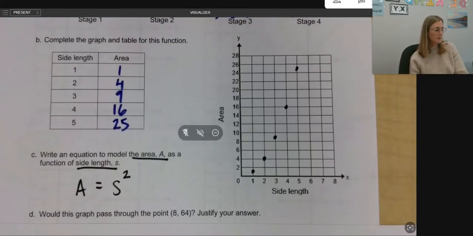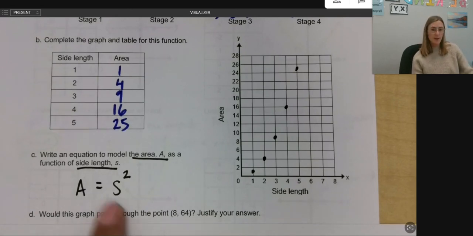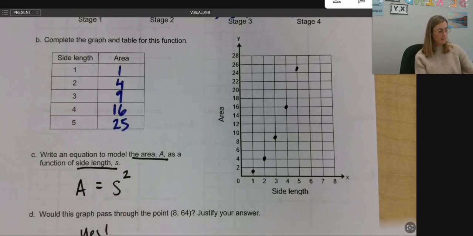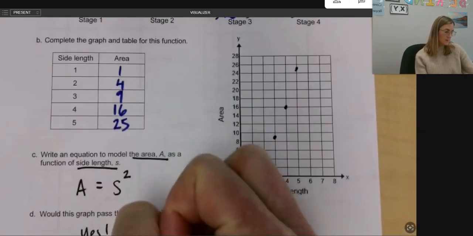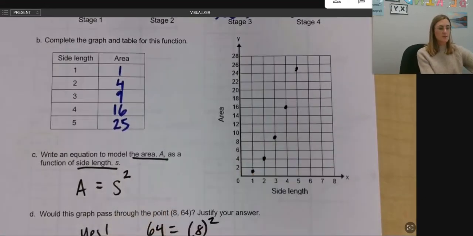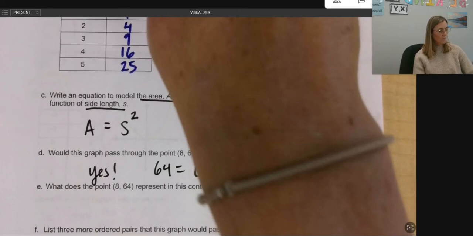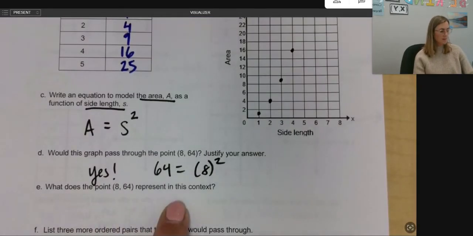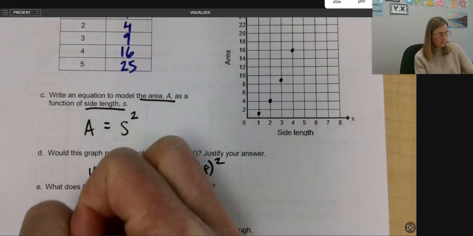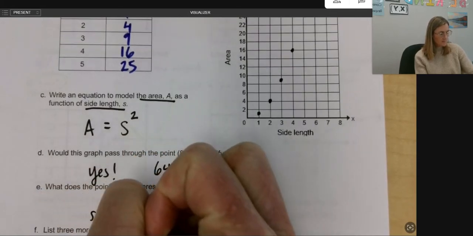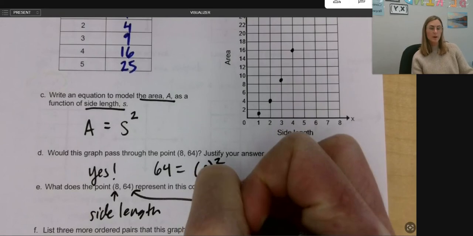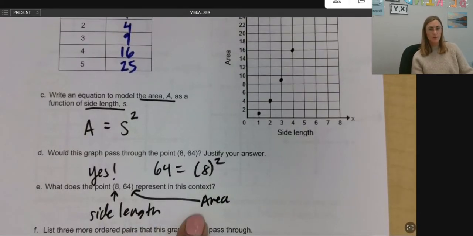So you can probably already tell from the graph and table of values whether this is a linear function or not, as well as the equation. It says, would this graph pass through the point (8, 64)? Justify your answer. Well, if it's (8, 64), I could plug in 8 to S, and 8 squared would equal 64. So this satisfies the equation. What does the point (8, 64) represent in this context? Well, 8 was my side length, and 64 was the area. So for a square with a side length of 8, my area will be 64.